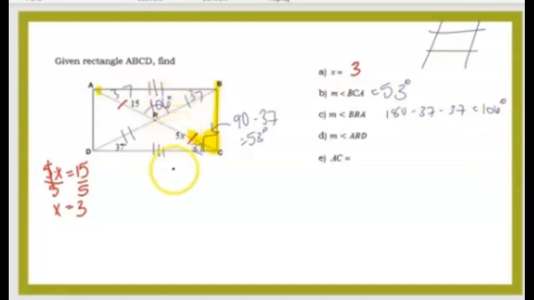You can see our picture starts to get quite full, so sometimes people like to redraw the diagram for each one of these. It's totally up to you. It helps to use different colors sometimes too. So D says the measure of ARD. ARD, we're looking for this angle right here.